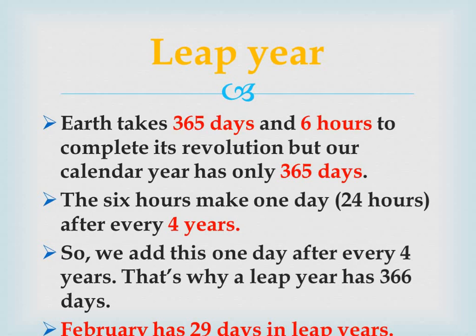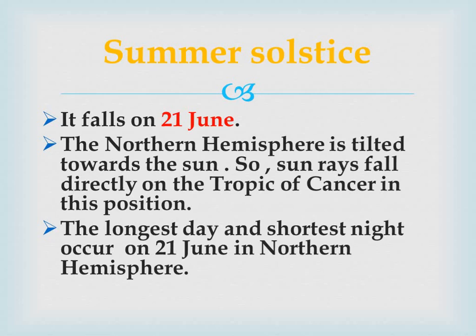That's why a leap year has 366 days instead of 365 days. And the surplus day that we add is in the month of February, that's why in a leap year February has 29 days instead of 28 days. So this is how we can explain what a leap year is and how it is formed.